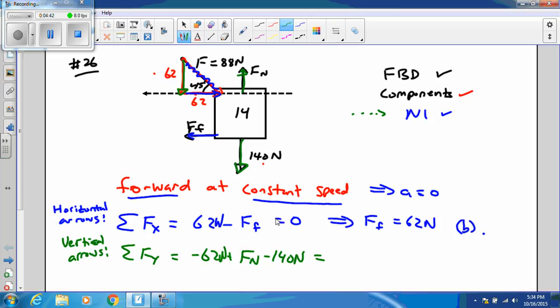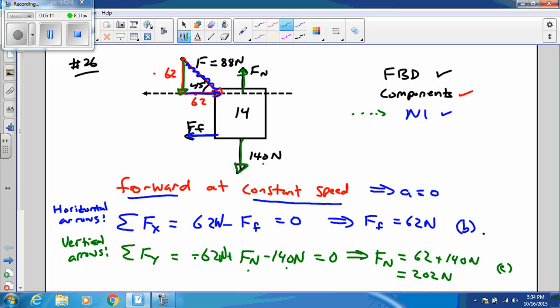The 62 should be going down, and it is. The normal force should be pointing up, and it is. And the 140 weight should be pulling down, and it is. And all of those add up to 0. Well, this is also an easy solve and it gives us a normal force of 62 plus 140, which is 202 newtons. And that's our normal force for part C.